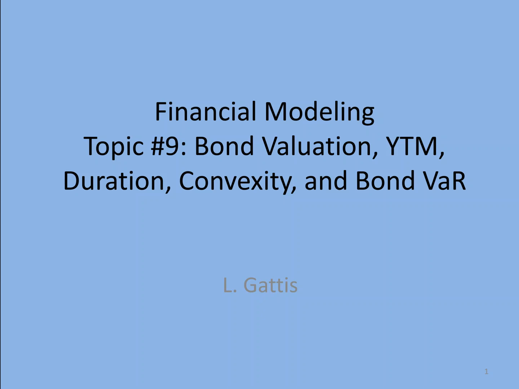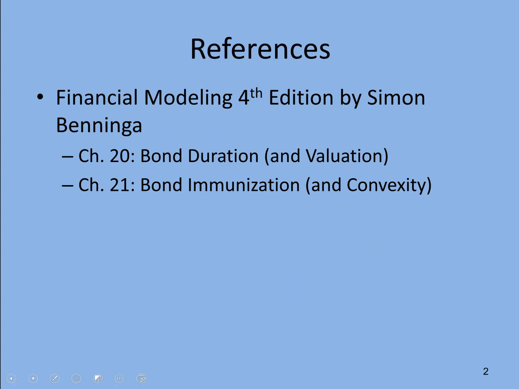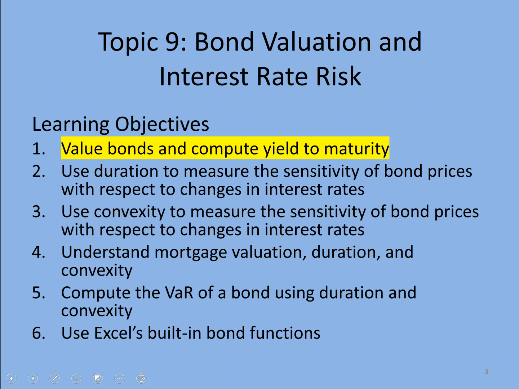Financial modeling, topic 9: bond valuation, yield to maturity, duration, convexity, and bond VAR. References include Financial Modeling, 4th edition by Simon Benninga, chapters 20 and 21. Section 1, we're going to value bonds and compute yield to maturity. Future topics: we'll discuss duration, convexity, mortgage durations, convexity valuation, compute the VAR of a bond, and use Excel's built-in bond functions.